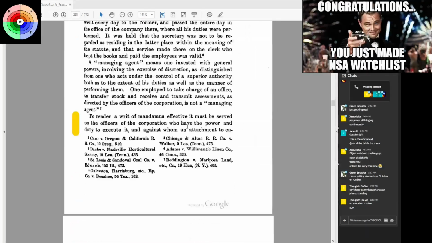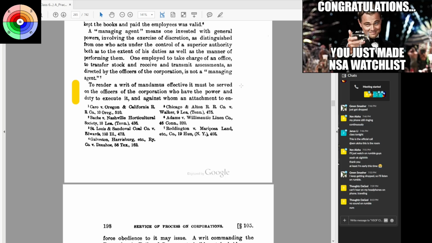All right, skipping down a bit. To render a writ of mandamus effective, it must be served on the officers of the corporation who have the power and duty to execute it. Right? So, and a writ of mandamus is a high prerogative writ, and it basically means, by mandate. So, let's take the example, say a state attorney general does a writ of mandamus against a corporation to, say, stop putting chemicals into a lake, right?